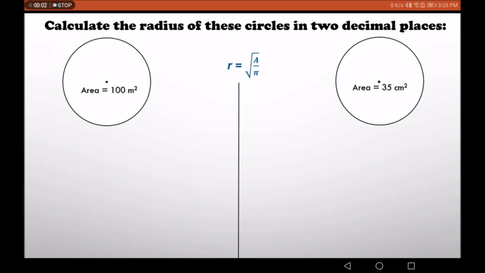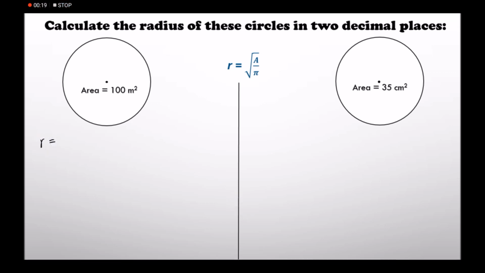Let's calculate the radius of these circles to 2 decimal places. Using the formula, radius is equal to square root of area divided by pi. For the first circle, the area is 100 meters square. So let's use the formula. Radius is equal to square root of area over pi. Once again, we're going to use the value of pi as 3.14. So let's substitute. Square root of area, which is 100 meters square, over the value of pi, which is 3.14.